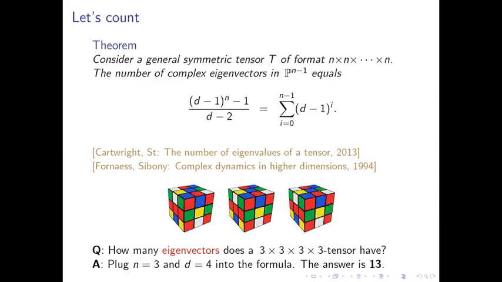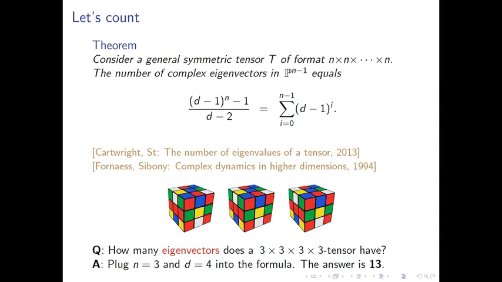Here's the general count. Let me give you the formula. If we have a d-dimensional tensor of format n by n by n by n, then the number of complex eigenvectors is given by this expression: (d minus 1) to the n minus 1, which is divisible by d minus 2. So divide, and you get this geometric series polynomial.